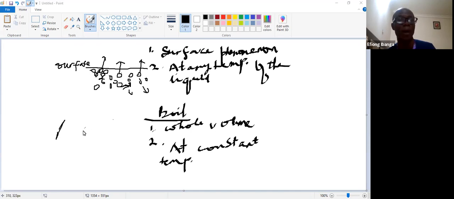Usually when you heat a substance, the bubbles will form near the source of the heat, isn't it? Some of these bubbles then begin to roll, come out and burst at the surface. So the whole volume is involved. It is not a surface phenomenon. Two, it occurs at a fixed temperature called the boiling point. That is for the case of boiling, unlike evaporation. Evaporation is not synonymous with boiling. This is what I want you to understand.